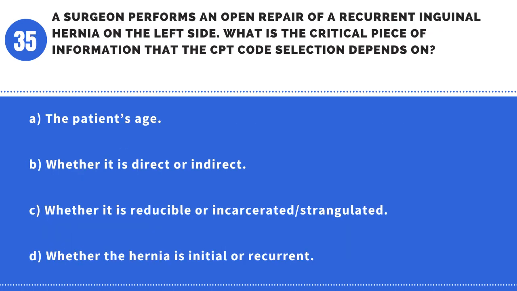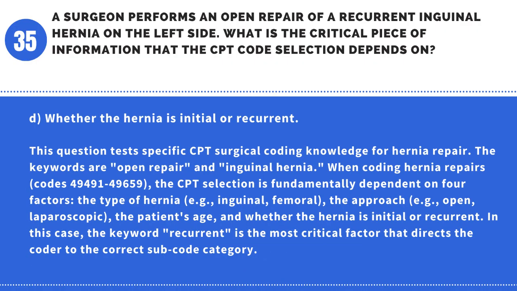Question 35. A surgeon performs an open repair of a recurrent inguinal hernia on the left side. What is the critical piece of information that the CPT code selection depends on? A. The patient's age. B. Whether it is direct or indirect. C. Whether it is reducible or incarcerated/strangulated. D. Whether the hernia is initial or recurrent. Answer: D. Whether the hernia is initial or recurrent.